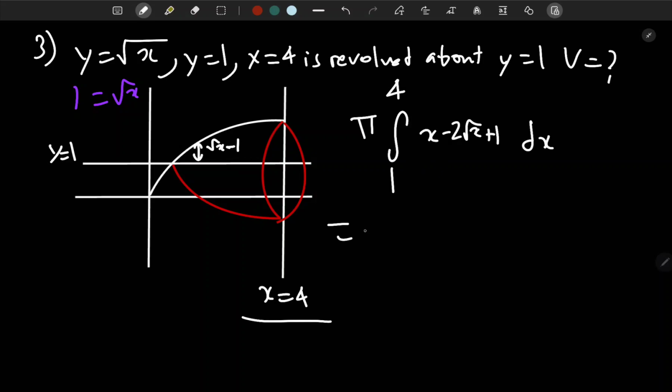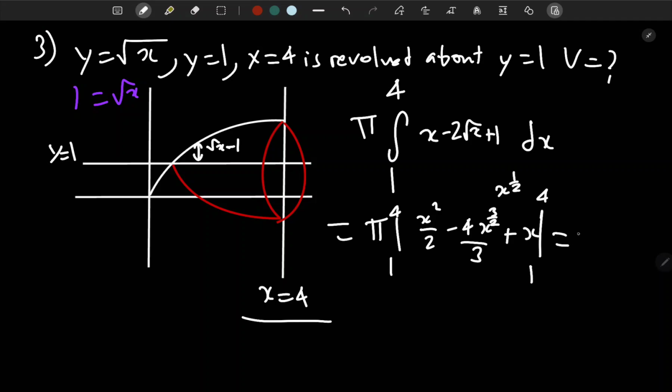So it is going to be equal to pi into limits from 1 to 4, x squared over 2 minus, this is 2, actually let me take 2 here, and then radical x is x to the power of half, so it's going to be x to the power of 3 over 2 over 3 over 2. So I'm going to times this by 2 again, and then plus x, since the integration of 1 is just x, right? And now we can take the limits from 4 to 1, and you will get the final answer as 7 over 6 pi. And don't forget that we do have a pi outside also.